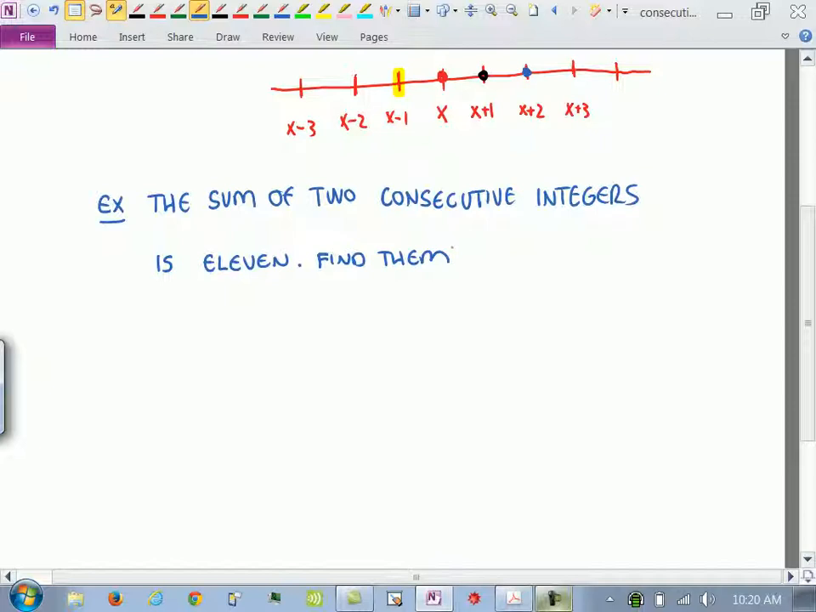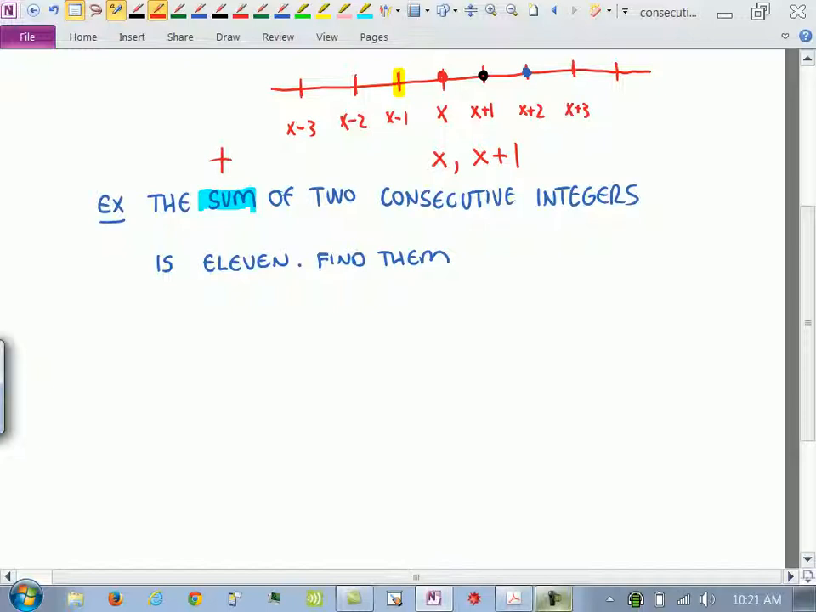Well, I have the sum, right? So I'm adding up. What am I adding up? The sum of two consecutive integers. We don't know what they are, right? So one of them I could call x. The next consecutive one would be what? One more than that, x plus 1. Agreed? I put a comma between them. Those are my two consecutive integers. One of them is x, the other one is x plus 1.